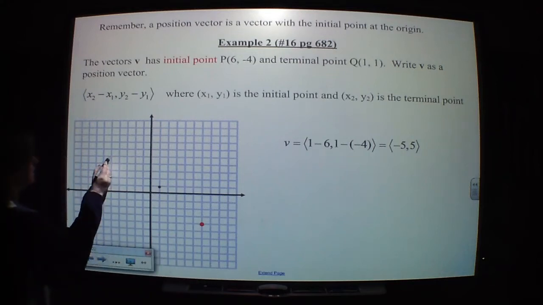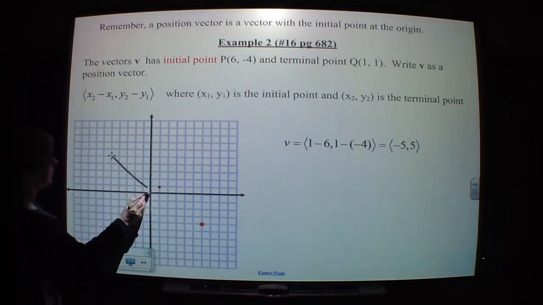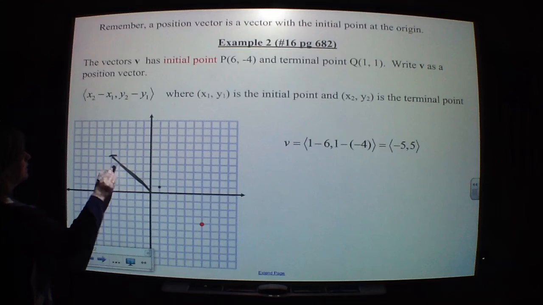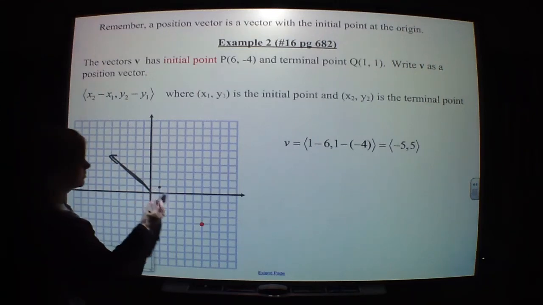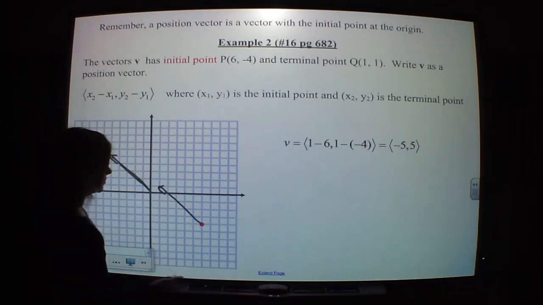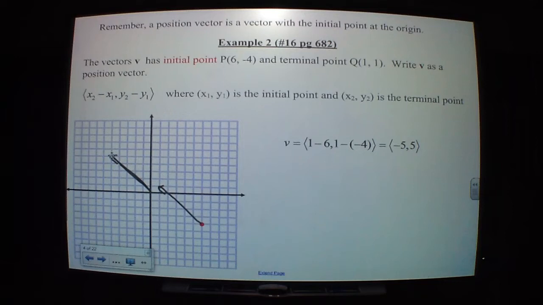So this right here is really the same vector. That's that same vector, just moved over with this origin being there. So there it is. This negative 5, 5 is my ending point. It starts at 0, 0. So that's that vector, negative 5, 5.